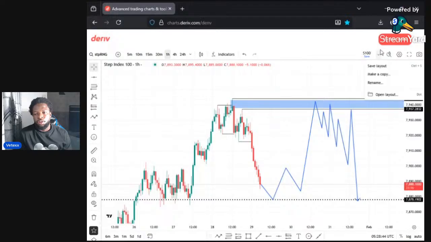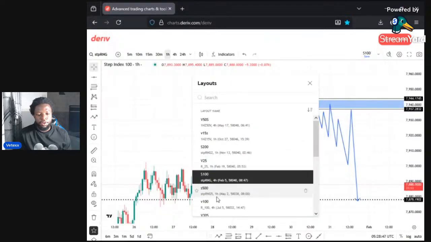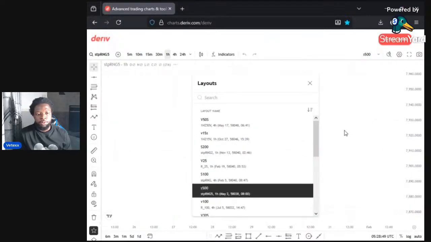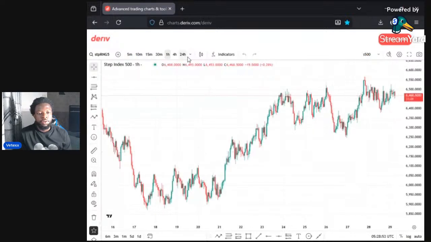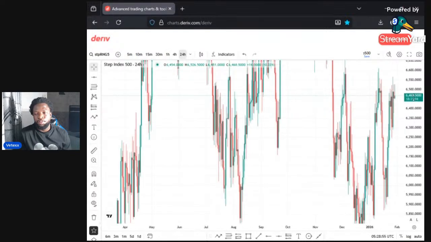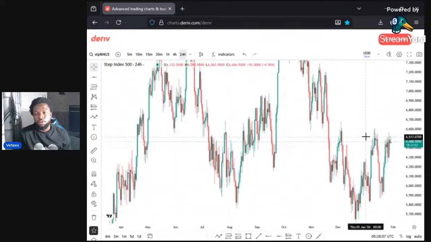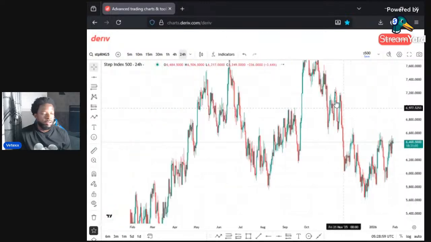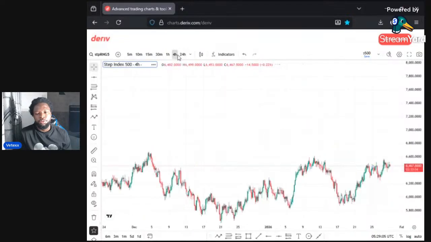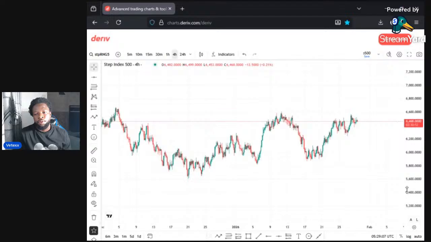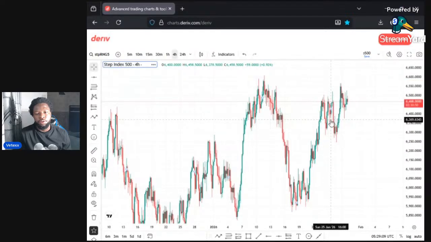So let's check out the next pair, which is Step 500. Let's see what's happening on Step 500 real quick. So on Step 500, starting from the weekly time frame, Step 500 is bearish, right? And on the daily time frame, it's also bearish. And then what we need to do now is get to the 4-hour time frame and see if we are going to find our continuation that is respecting currently.